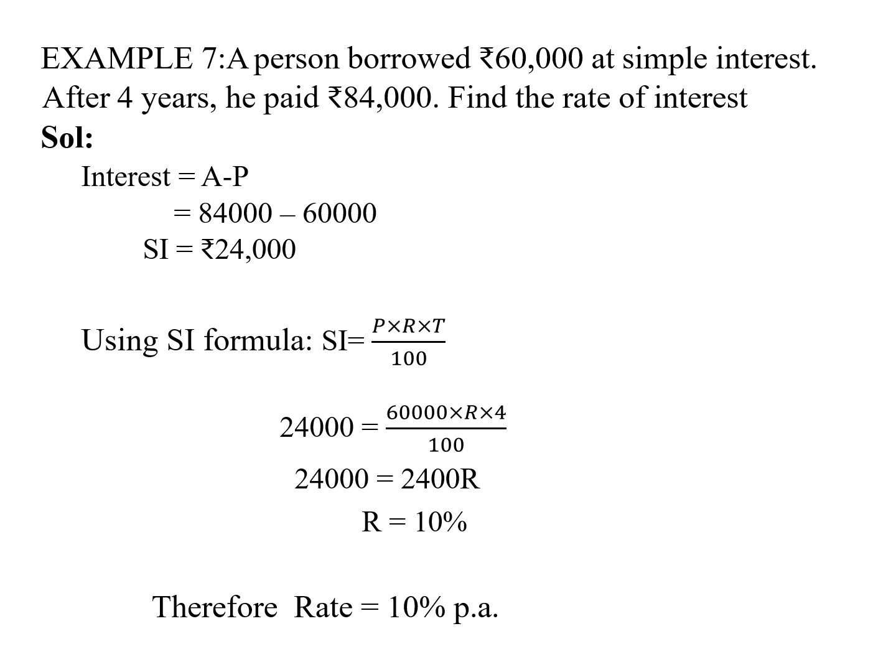So 24,000 equals PTR by 100. Just substitute all these values here. So 60,000 into, since we don't know the rate of interest, write down R as it is, into, here the time period or duration is 4 years, divided by 100, which equals 24,000 is equal to 2,400 into R. After simplifying, we got R equals 10%. Therefore, the rate of interest is 10% per annum.